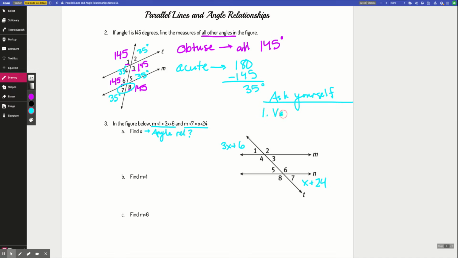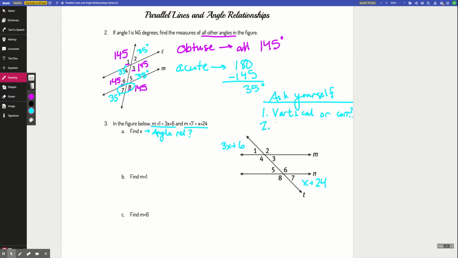Okay, are they vertical or corresponding? Okay, so that's the first question that you ask yourself. Are they vertical or corresponding? Okay, if they are, then you know that they're congruent. If they're not, move on to the second question.